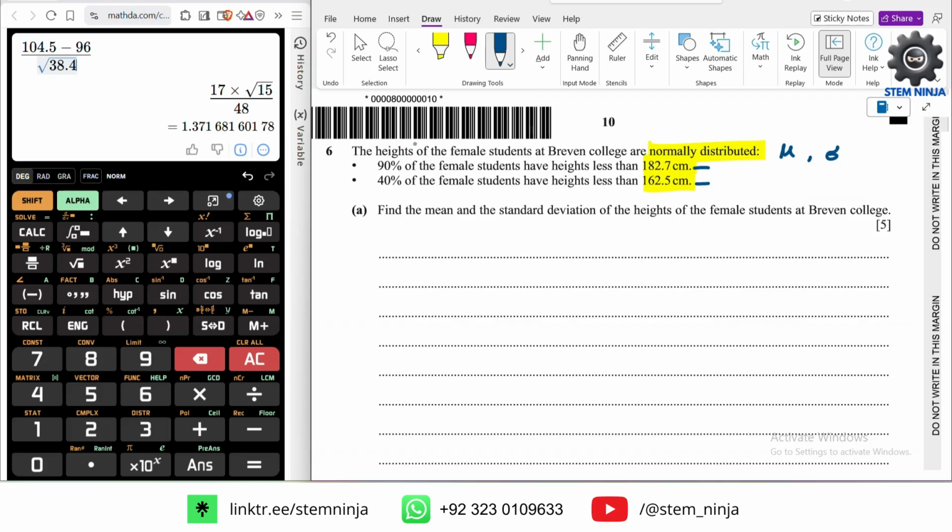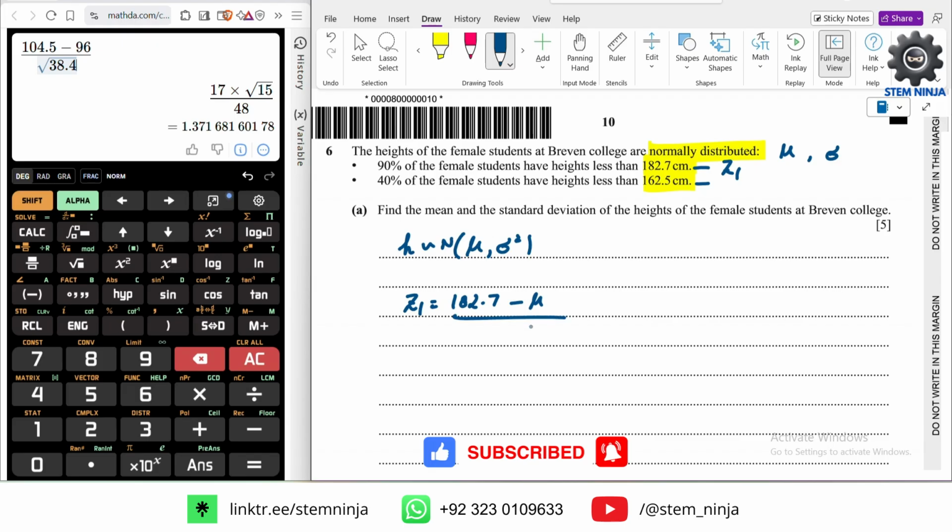So they're saying that it's normally distributed. Let's call it H, normally distributed. We don't know the mean. We don't know the standard deviation either. However, when we standardize it, let's call it Z1, from condition 1, Z1 is 182.7 minus mu over sigma, and Z2 is 162.5 minus mu over sigma.